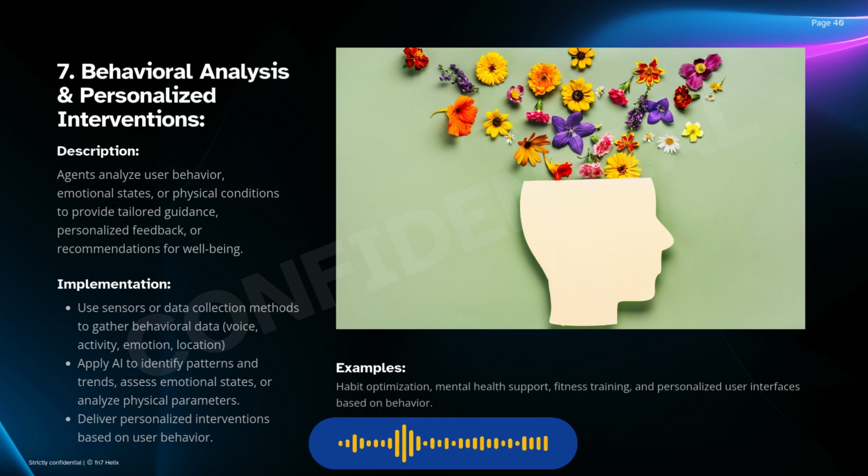Think about fitness apps that track your activity levels and provide personalized workout recommendations. Or imagine healthcare apps that monitor your vital signs and alert you to potential health issues. So AI is really revolutionizing the way we approach our health and well-being. It is. It's all about understanding human behavior and providing those personalized interventions.